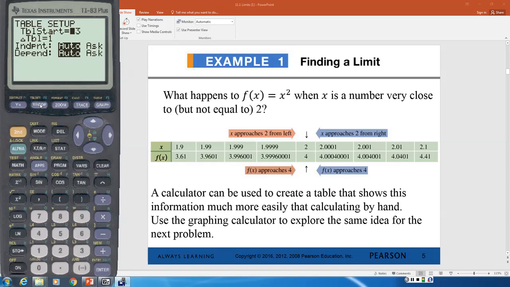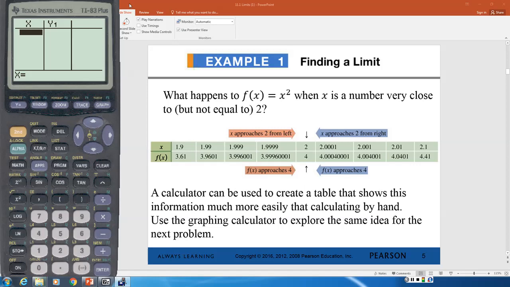If you had me in 1630, and probably this fits also, she probably showed you how to do this. Go into your table setup and set your independent variable to ask. It really doesn't matter where the table starts, because it's not going to show us anything. So it doesn't matter what table start is or what the increment of the table is. Go down to independent and click on ask, and then click OK or enter. And then go to second graph, and you should see a blank empty table.